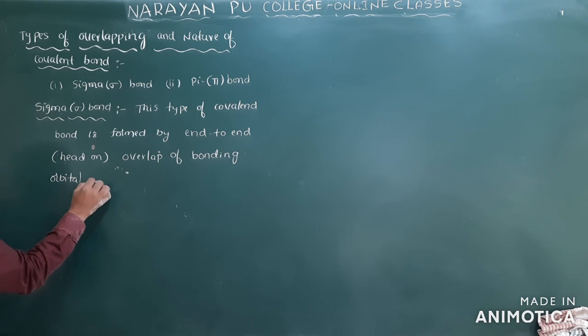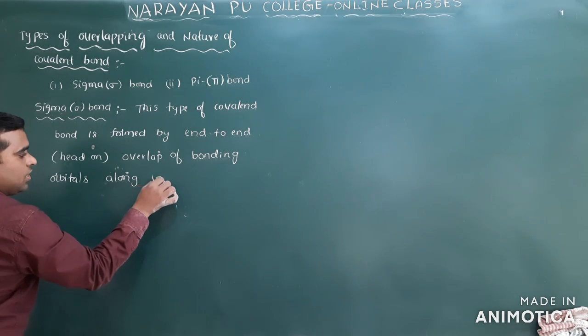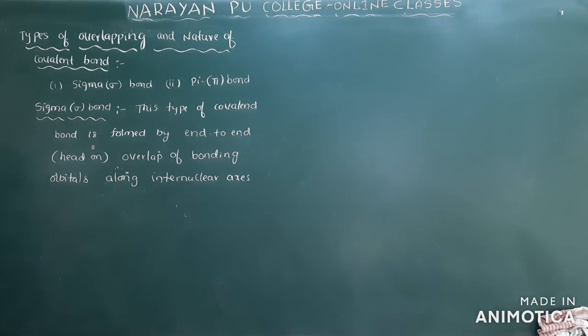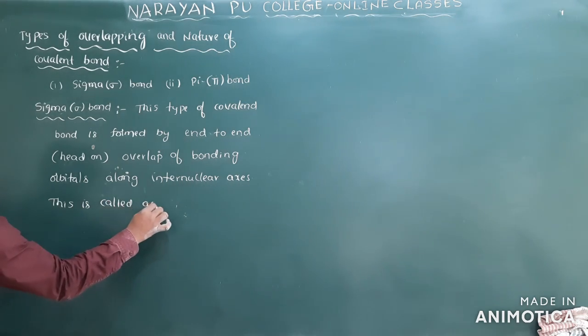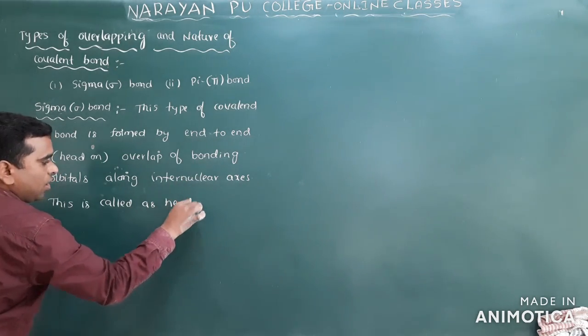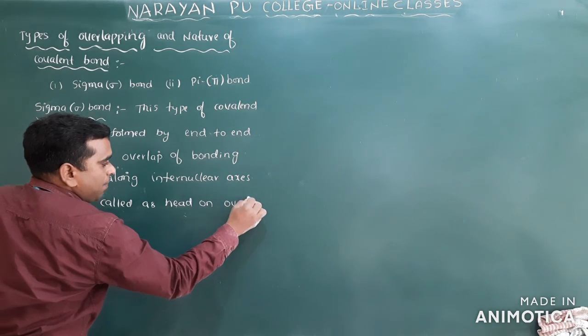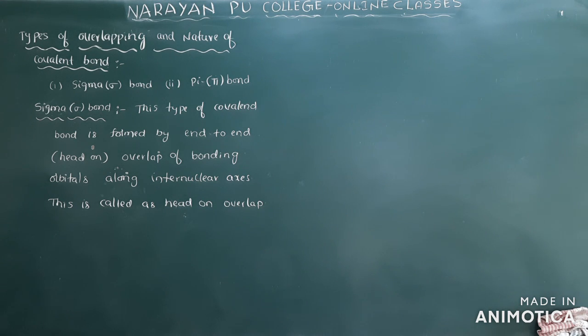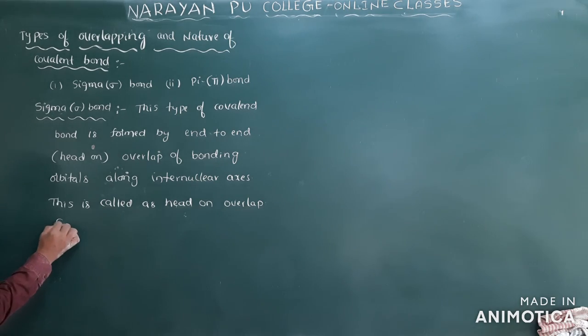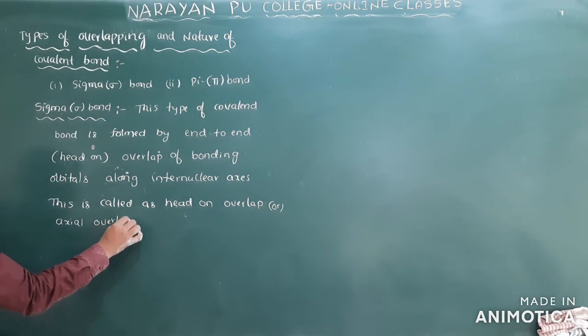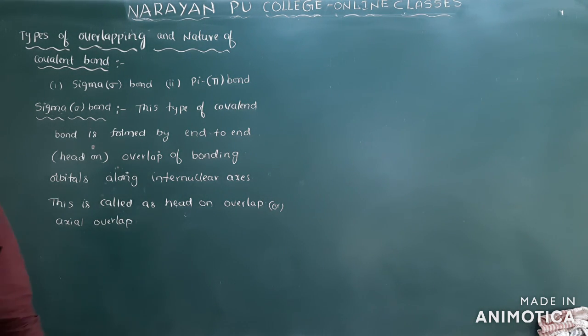Along the internuclear axis. And this is called head-on overlapping. Head-on overlap or axial overlap. Axial overlap. So this can be formed by 3 combinations.